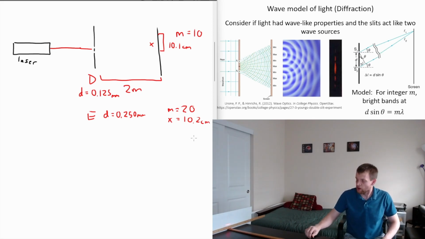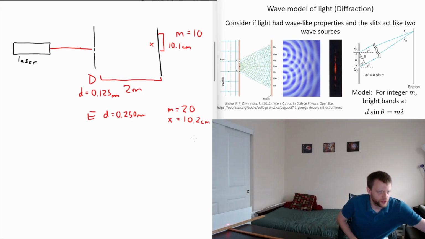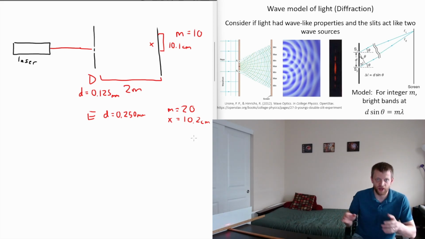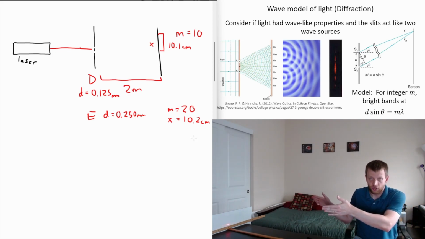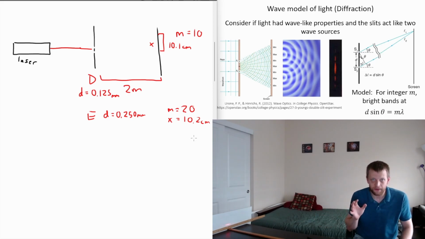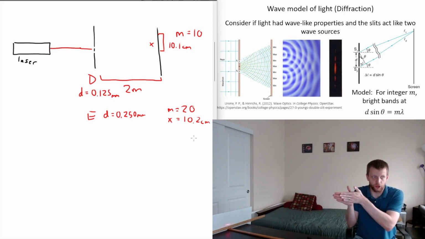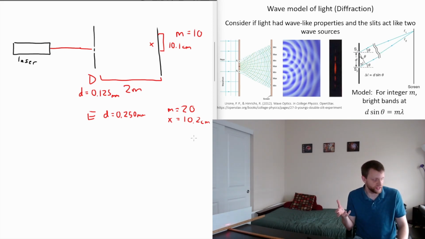So notice that when I increased the distance between those two slits, that diffraction pattern got closer together. That matches with our prediction based on this wave model of light. When I have a slit separation that is larger, that diffraction pattern should get more closely packed together. But let's actually go through the numbers for this and see.